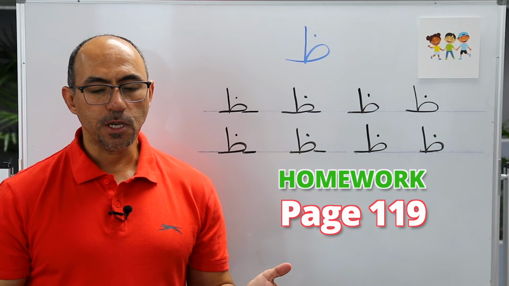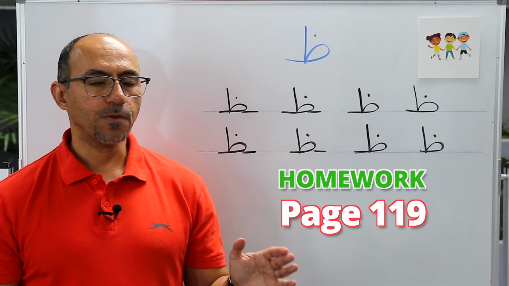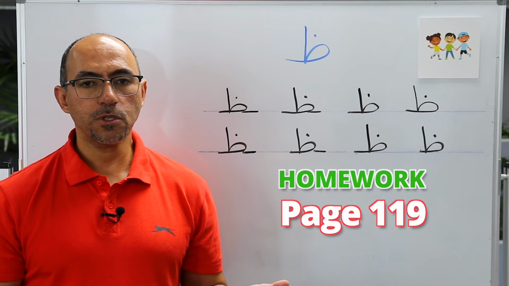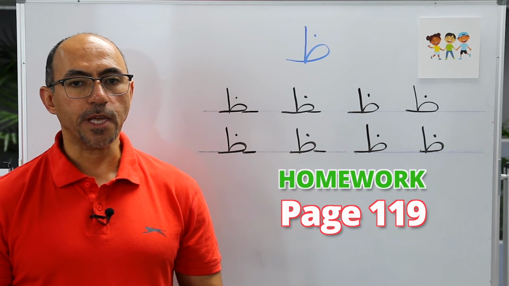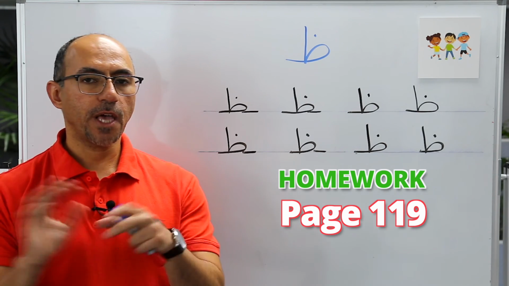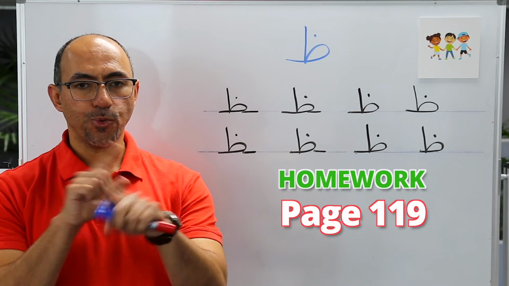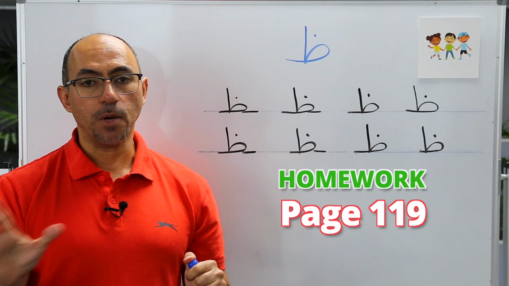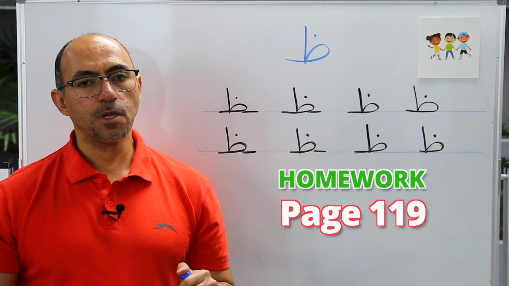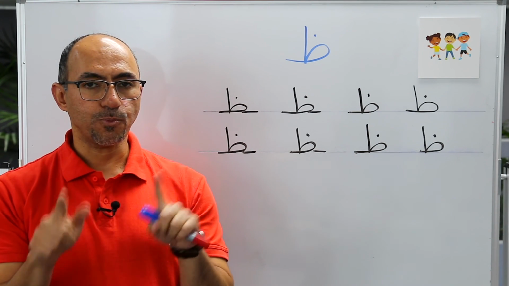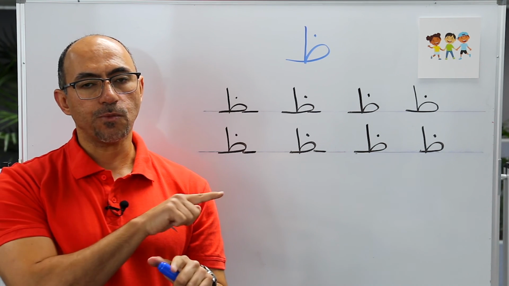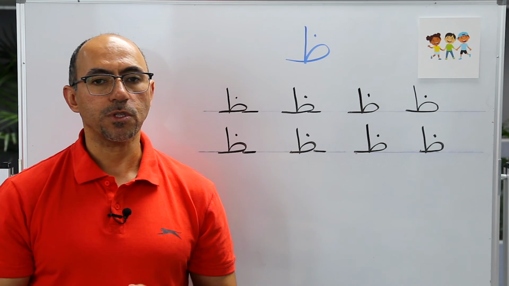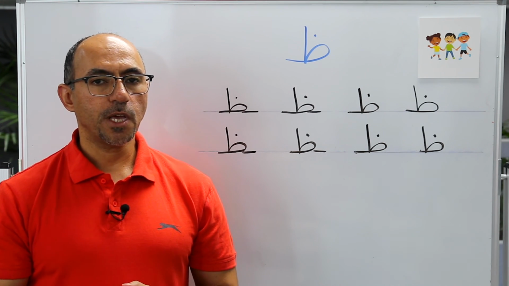On page 119, we have a simple homework. The first homework is to copy words. The second one is an interesting one. We have scattered letters. You need to put them in order and write the word. All these words we have done before in previous exercises. I want you to put them in order and join them to make a word. So this is our homework for today.